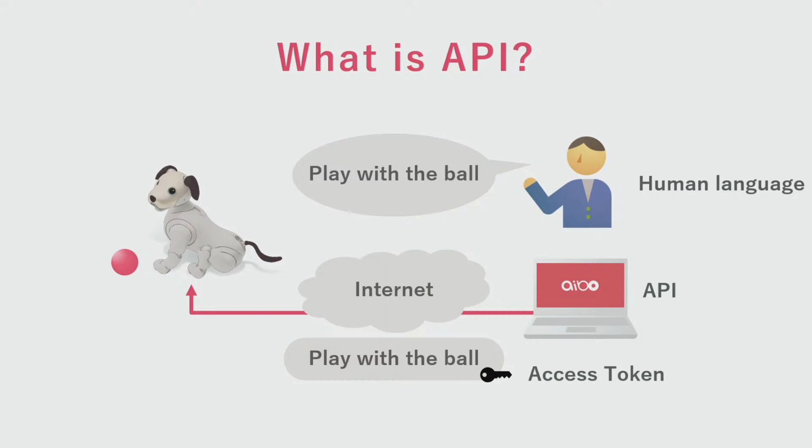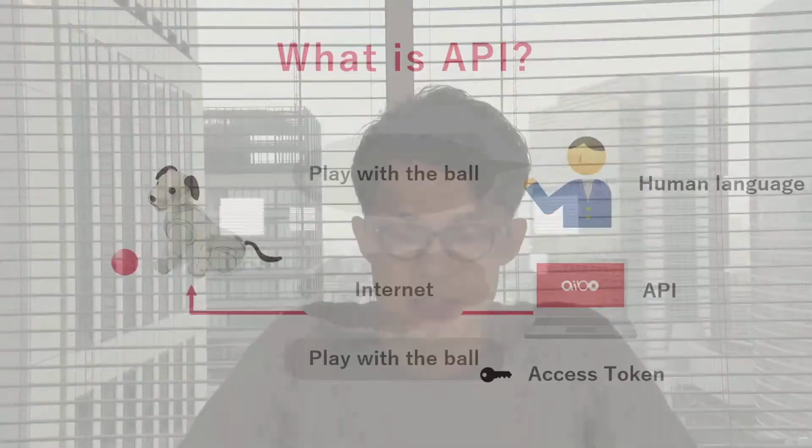As it is through the web, you can ask aibo anywhere you are, even if you are in Japan. To consider security, you need to prepare an access key to use the aibo web API. This security key is called an access token.